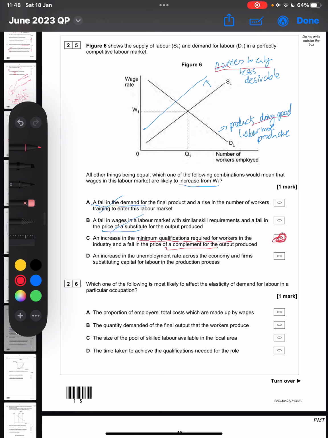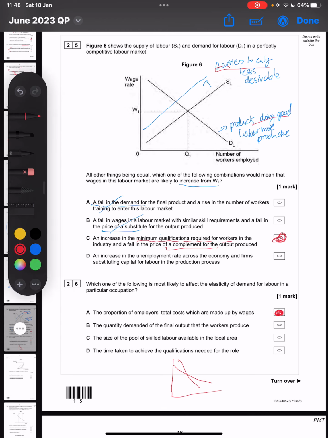Which of the following is most likely to affect the elasticity of demand in a particular occupation? So like the gradient of that, you could simplify it down. The proportion of employers' total costs made up by wages, sure. Because otherwise they're going to get really sensitive to hiring people, and they might even start replacing them with machinery or with labor. So if it's a high percentage of total cost, they're going to take their time to employ people and consider substitute options.